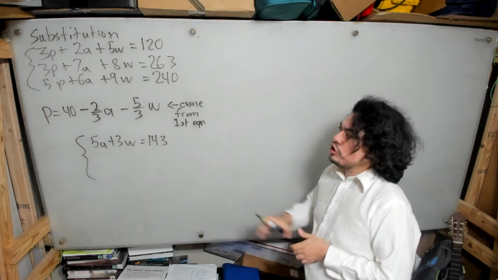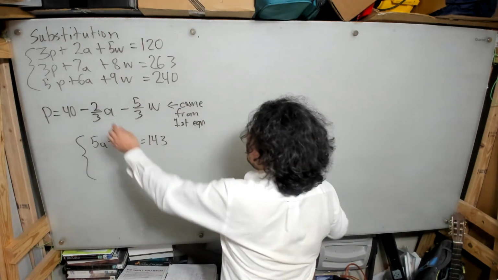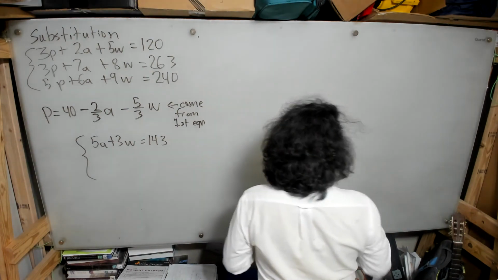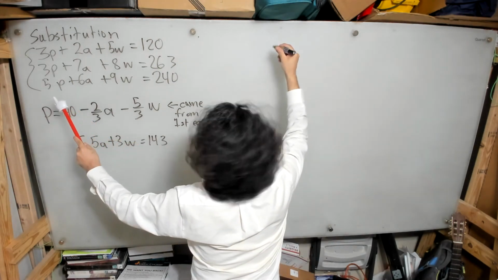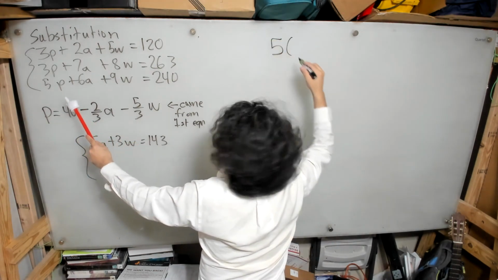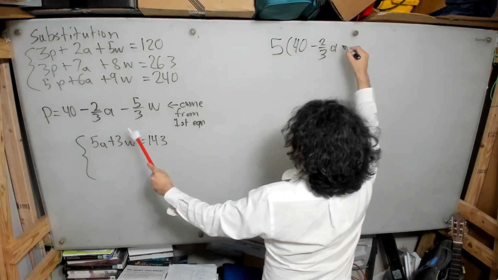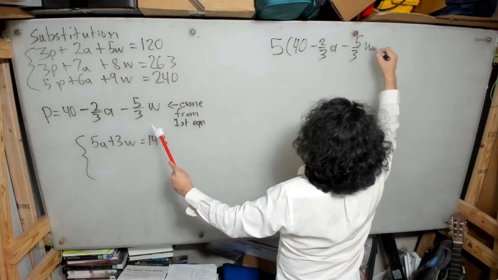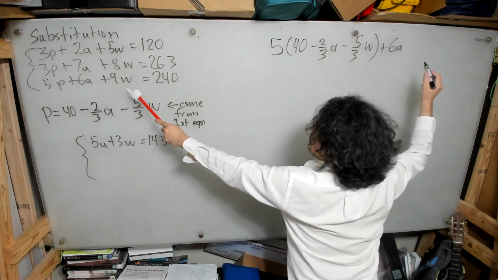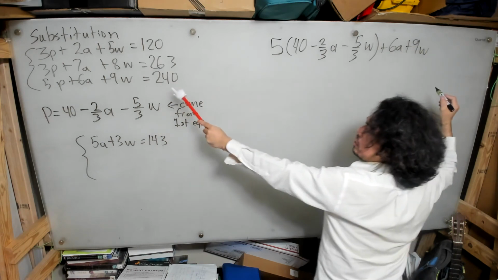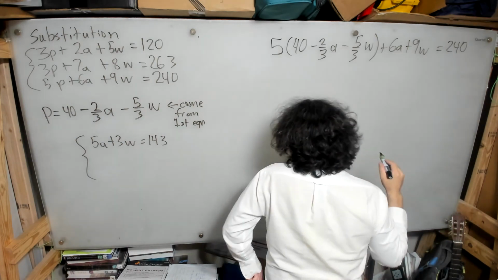So now what we're going to do is use this expression and substitute it into the third equation of our original system. Let's do that together here. I'm going to take 5 times my P, but what's my P? It's this expression, 40 minus 2/3 A minus 5/3 W, plus 6A plus 9W equals 240.